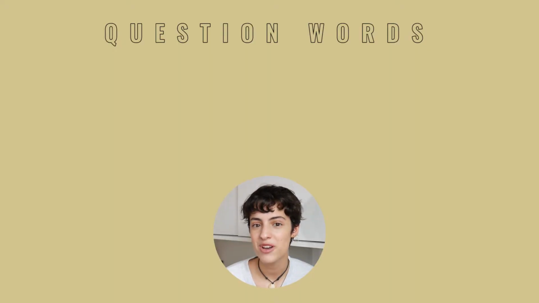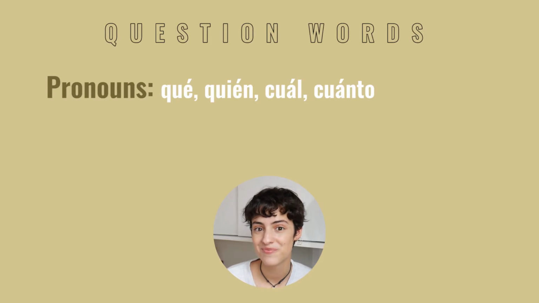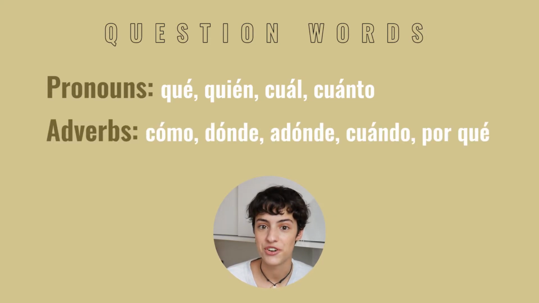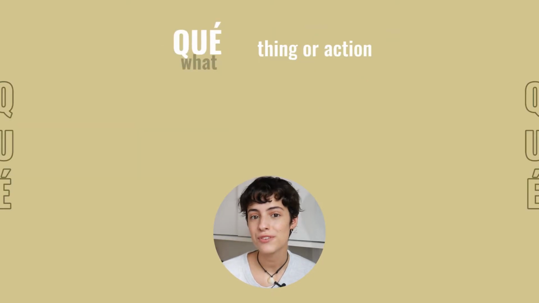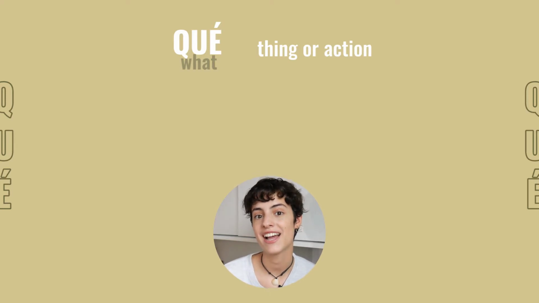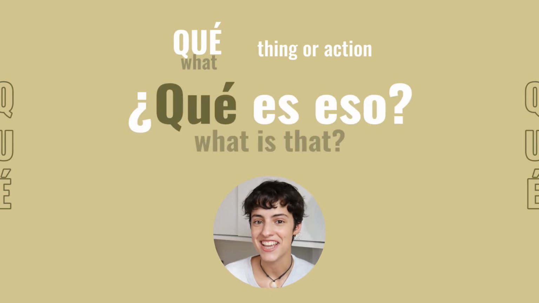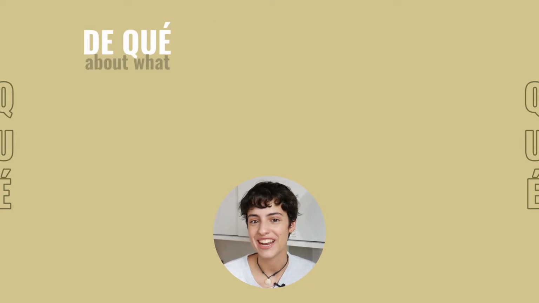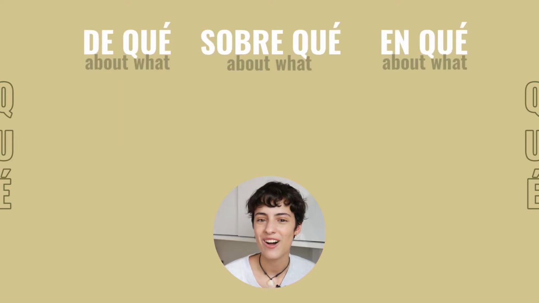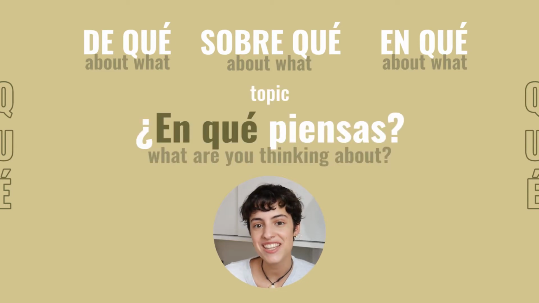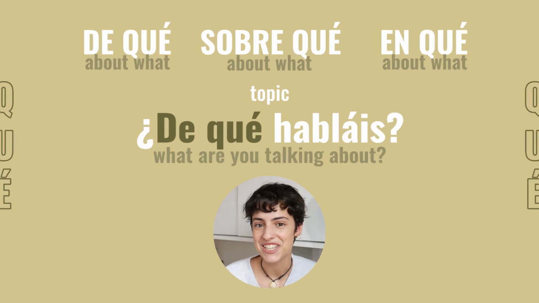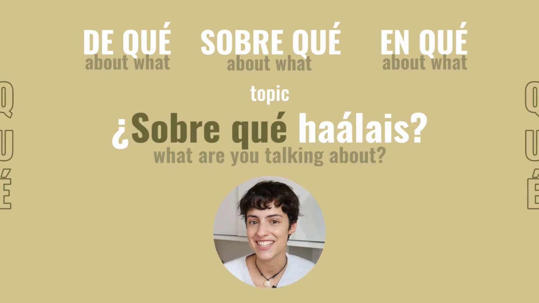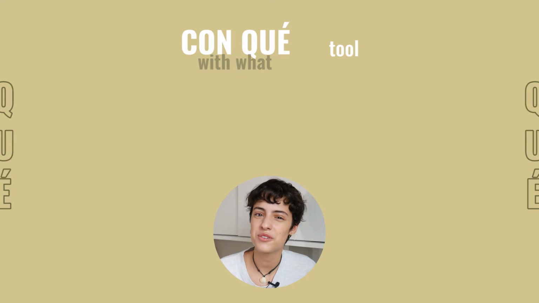Out of the 9 of them, 4 of them are pronouns, and the other 5 are adverbs. ¿Qué? ¿Qué refers to a thing or an action? ¿Qué es eso? ¿Qué haces? ¿De qué? ¿Sobre qué? ¿En qué? All these 3 words are used to refer to a topic. ¿En qué piensas? ¿De qué habláis? ¿Sobre qué habláis? ¿Con qué? This one's used to talk about a tool that you're going to use to do something else.